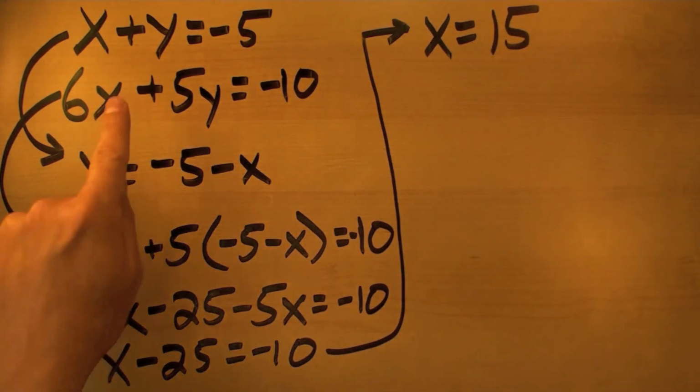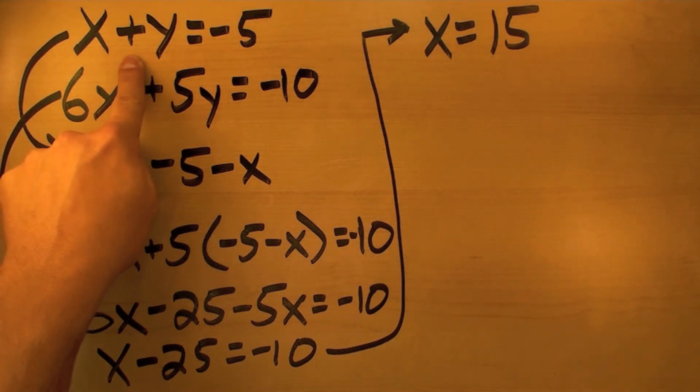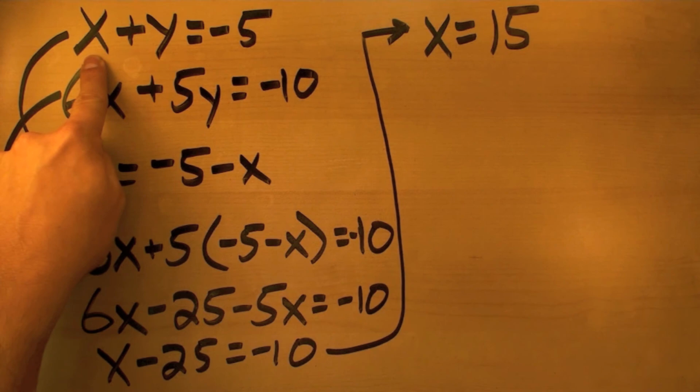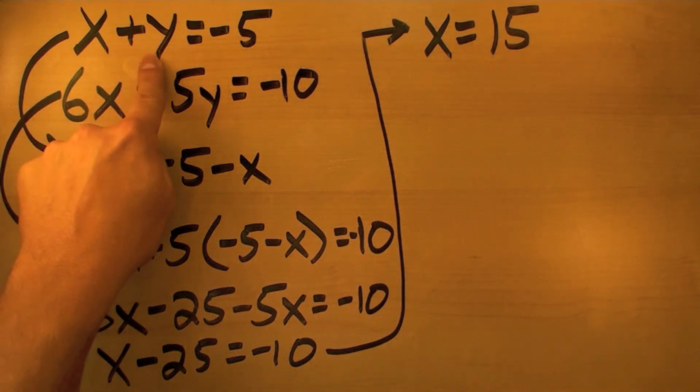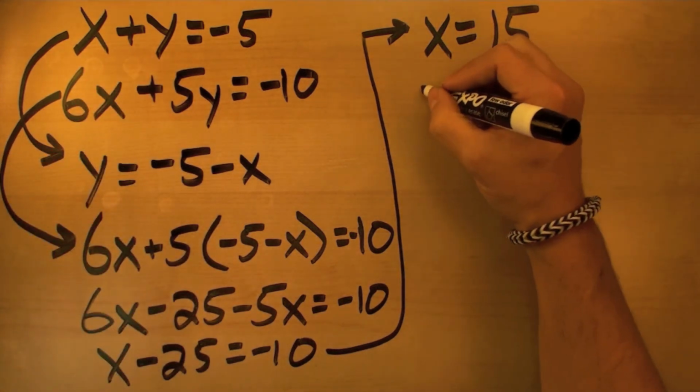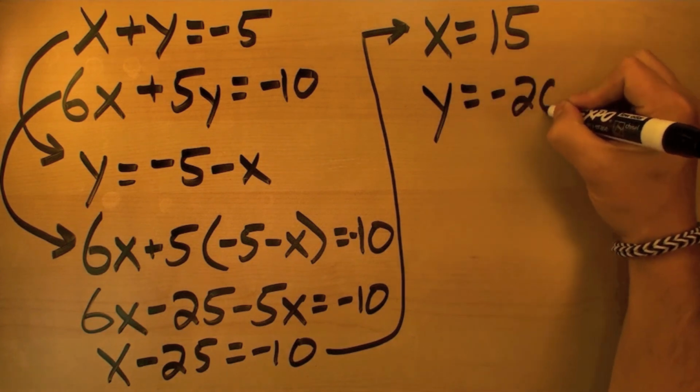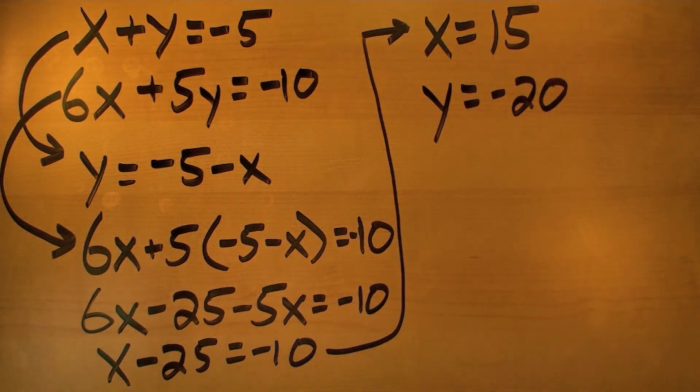And if we look back at one of our original equations, probably the simpler one would be the easier route to go. If x is equal to 15, then y is going to have to be -20. So then we can see y equals -20. And we have our two values, 15 and -20. And by looking at our original equations, we can verify that both of those indeed fit the original paragraph that we were reading.